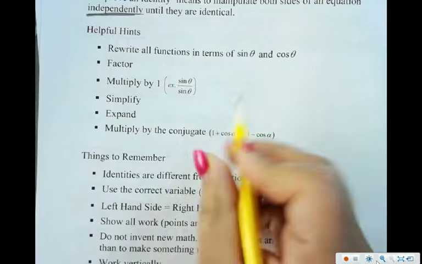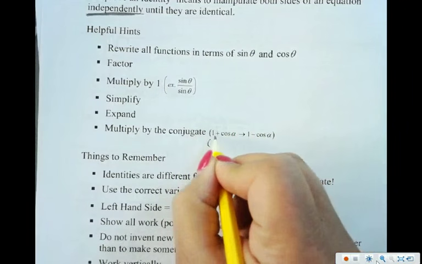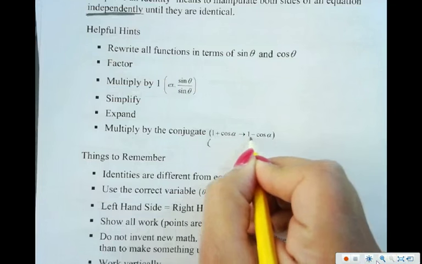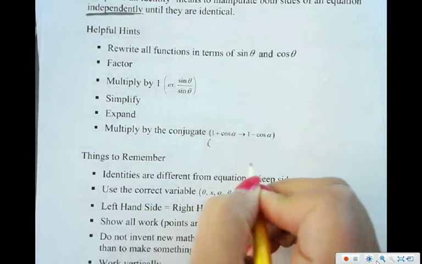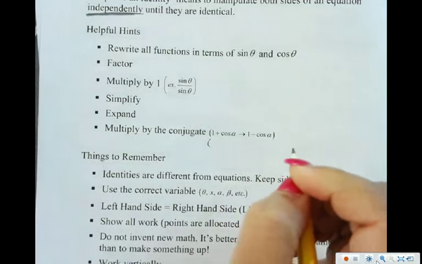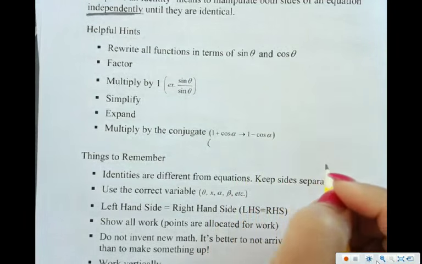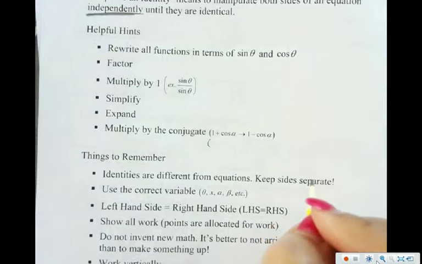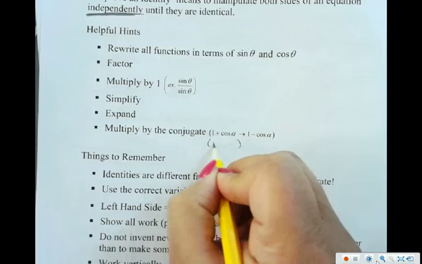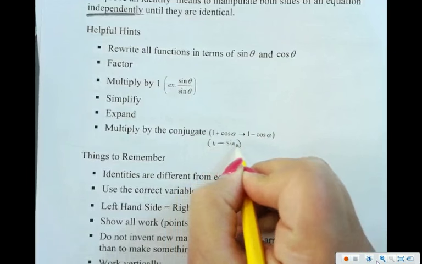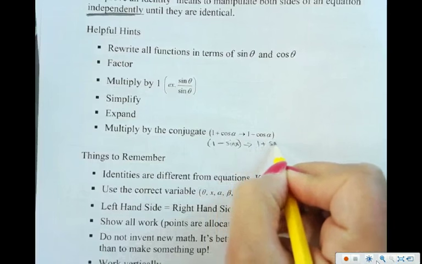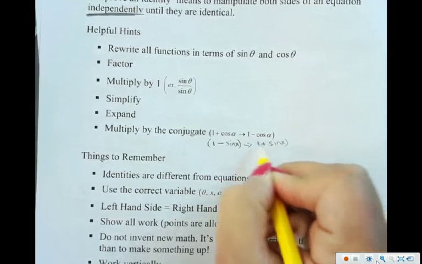So the conjugate, remember that where we had something like 1 plus cos alpha, the conjugate of that is 1 minus cos alpha. We did this a lot in grade 11 where we wanted to rationalize the denominator. We multiplied by the conjugate, right? So for instance, if we have 1 minus sine x, what's the conjugate of that? 1 plus sine x. Okay.